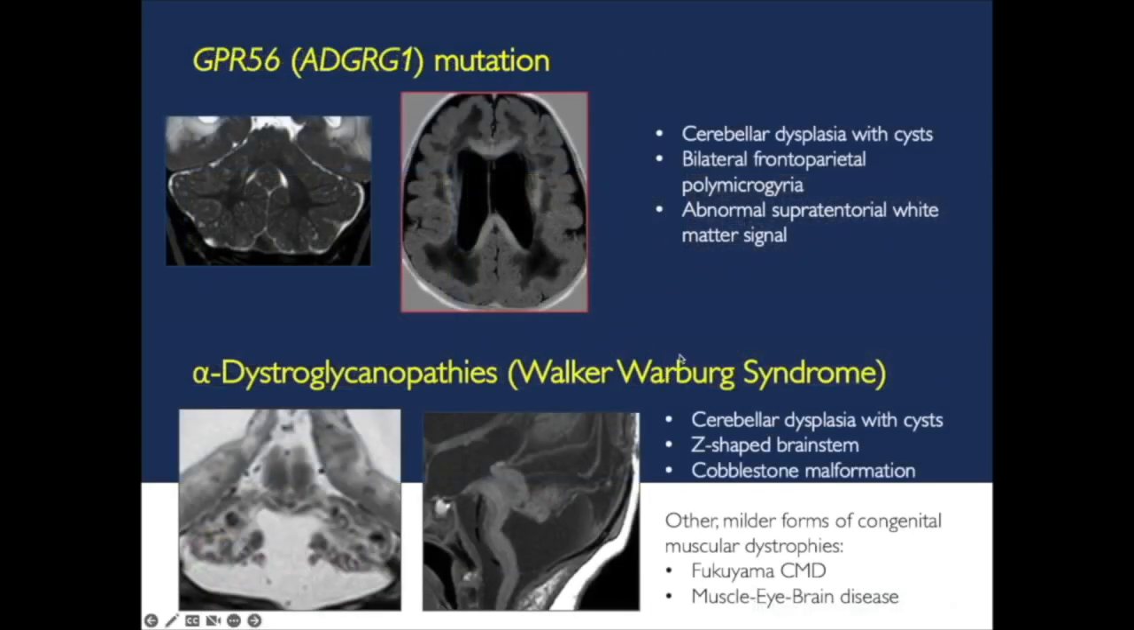Now, other cerebellar dysplasias with cysts: GPR56 mutation, so the gene has been renamed recently. Here we also see cerebellar cysts, and supratentorially we have frontoparietal polymicrogyria and quite abnormal white matter signal. And then also what we've seen earlier today, the alpha dystroglycanopathies, the most severe version being Walker-Warburg syndrome, with this sort of Z or S-shaped brainstem, and then other milder forms such as Fukuyama congenital muscular dystrophy and muscle-eye-brain disease.